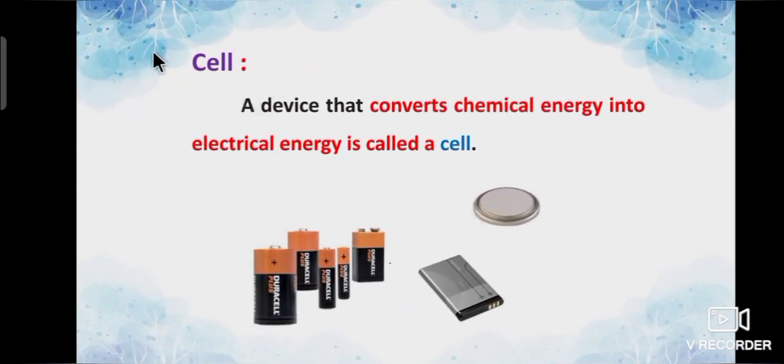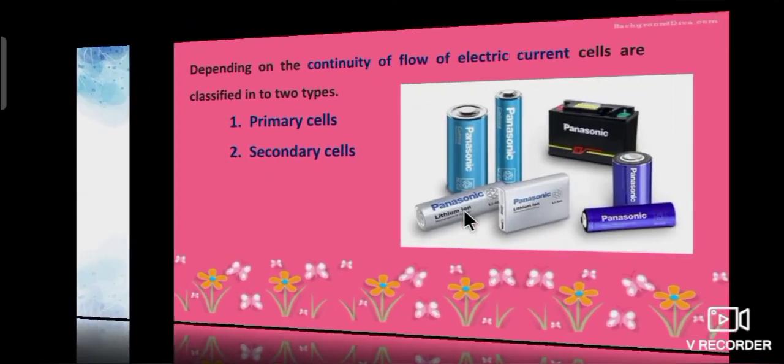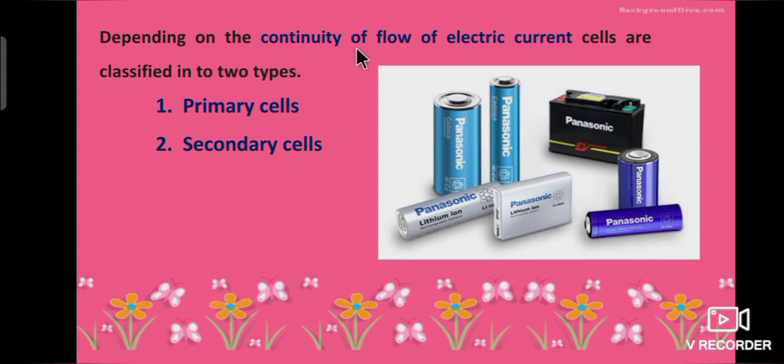Now, we will learn about cell. What is a cell? A device that converts chemical energy into electrical energy is called a cell. Depending on the continuity of flow of electric current, cells are classified into two types. First one, primary cells. Second one, secondary cells. We will see one by one.